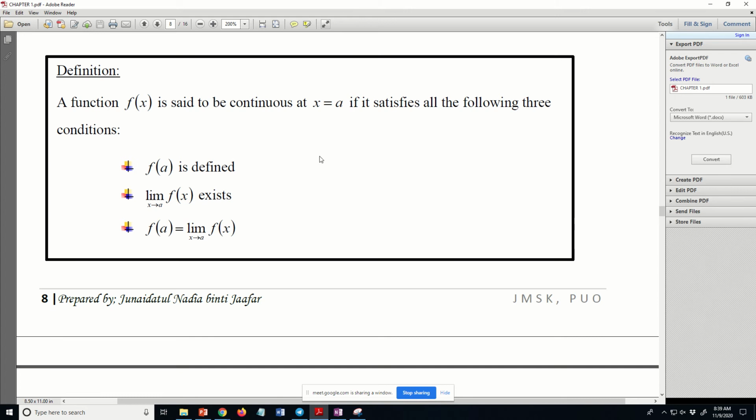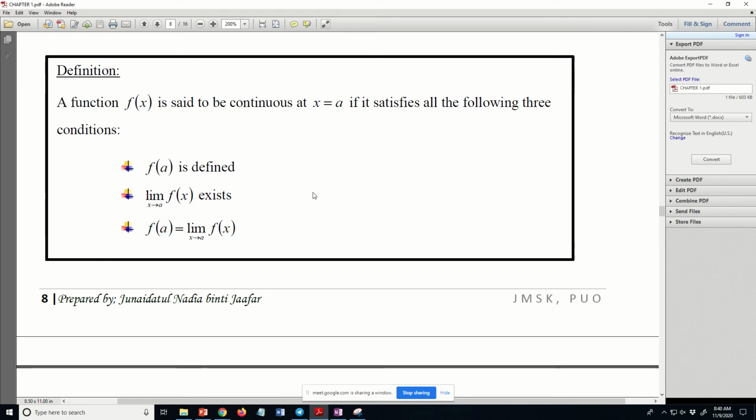Maksudnya apa? First kali define, fa is defined. Nanti saya ajar macam mana ni fa defined. And then limit fa is exists. And then fa and limit both are equal. Kalau dia sama, then it is continuous. Okay, we are going for more detail on the definition lah. So kita kena tengok macam mana benda ni. Okay, so these are the 3 conditions lah.